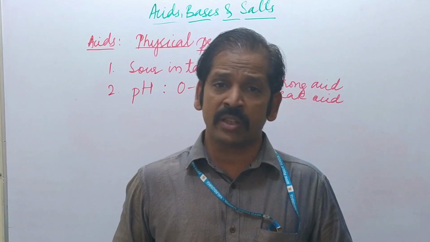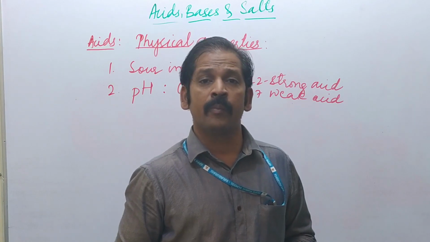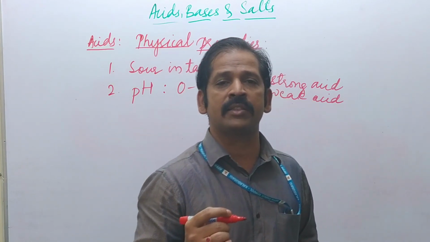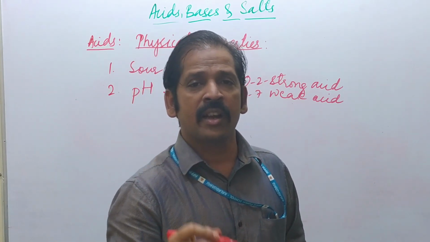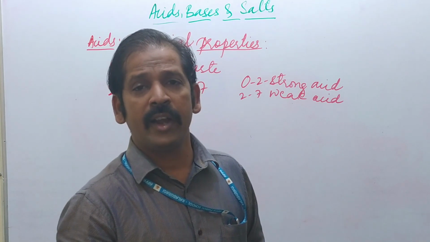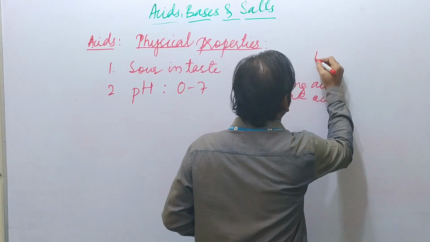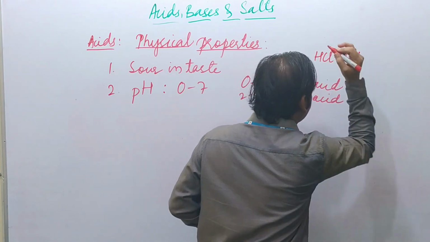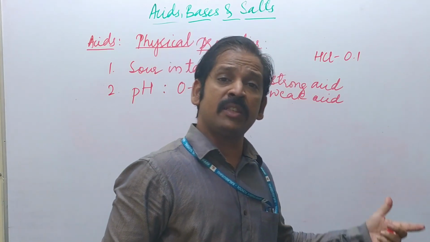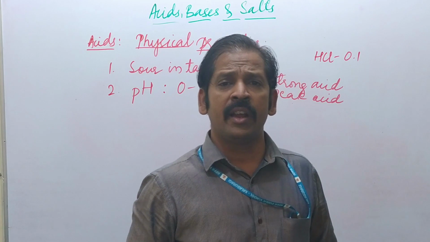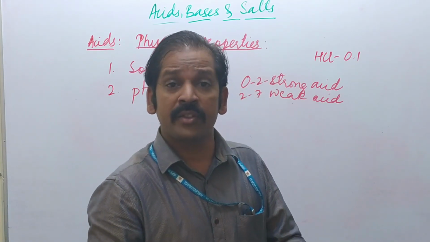Actually, even though sulfuric acid is considered the king of chemicals, hydrochloric acid is considered a very strong acid. I repeat, hydrochloric acid is considered a strong acid. Its pH value is 0.1. What is the pH value of sulfuric acid? It is 0.3. The lower the number, the stronger the acid.